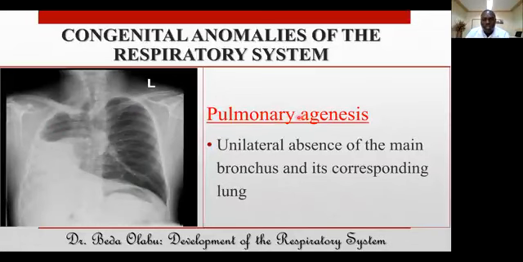Pulmonary agenesis is congenital absence of one lung. I'm talking about one lung because congenital absence of both lungs is not compatible with life. So that child cannot reach this point of you taking a radiograph.